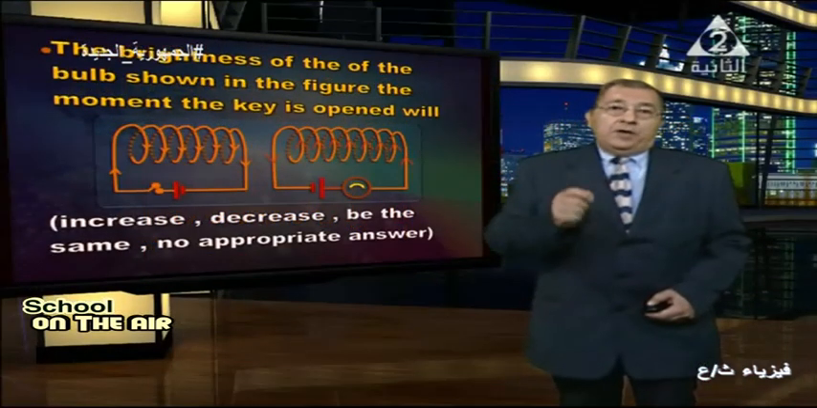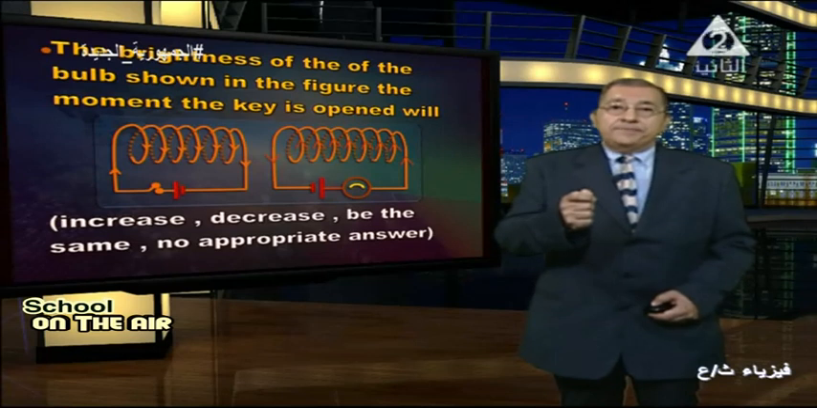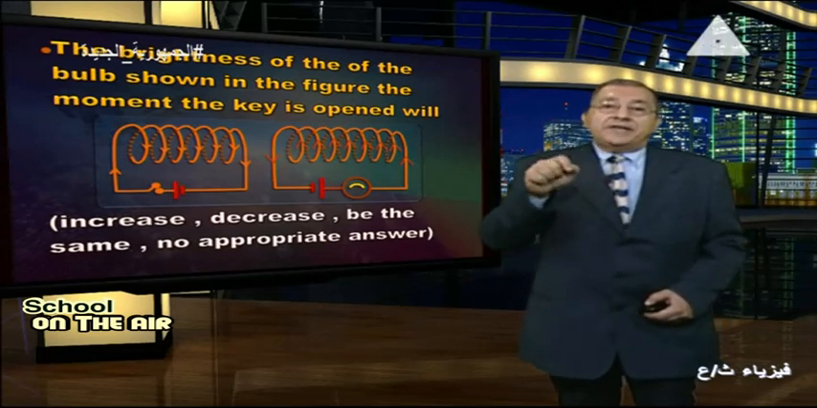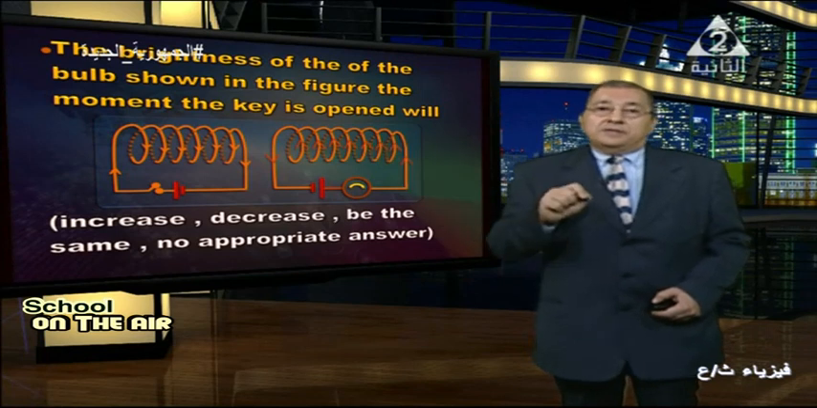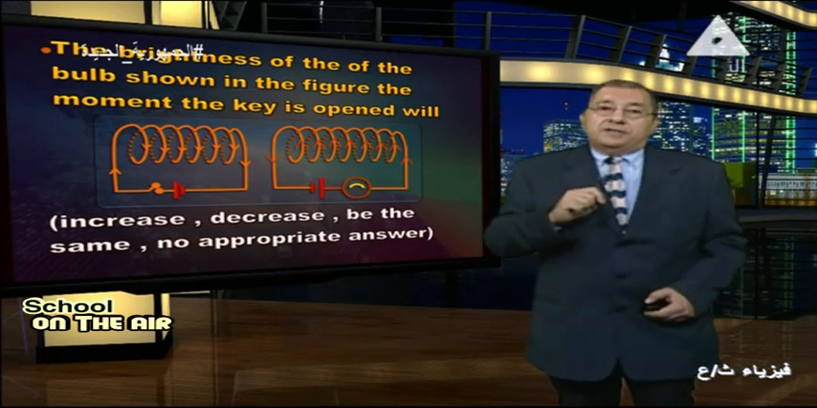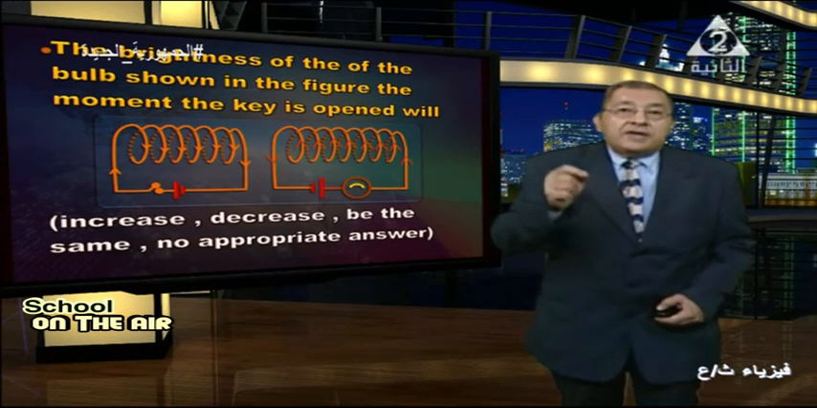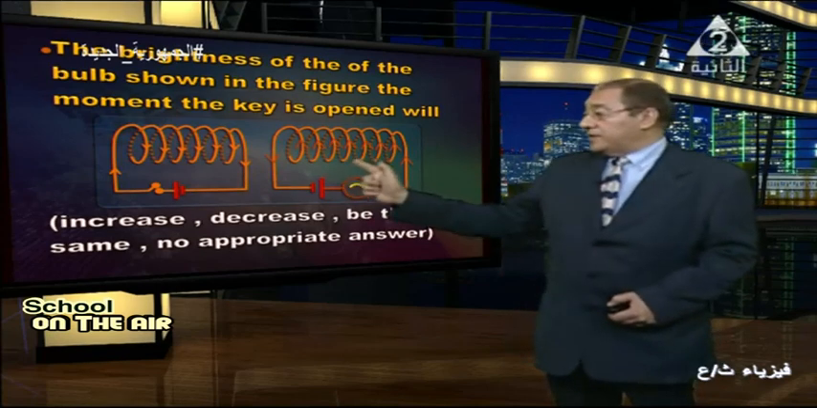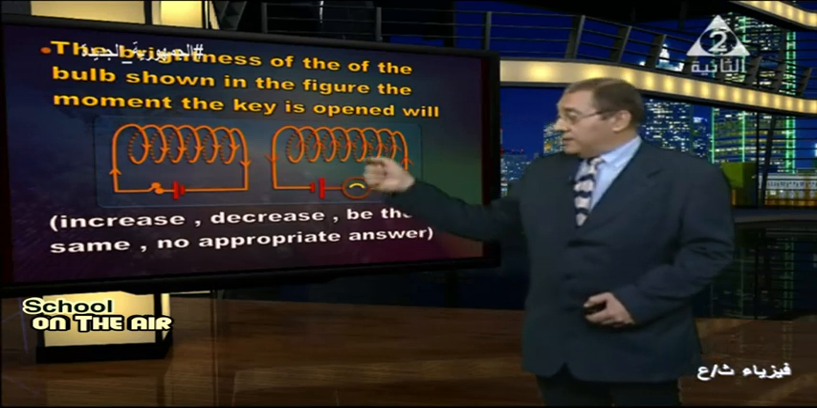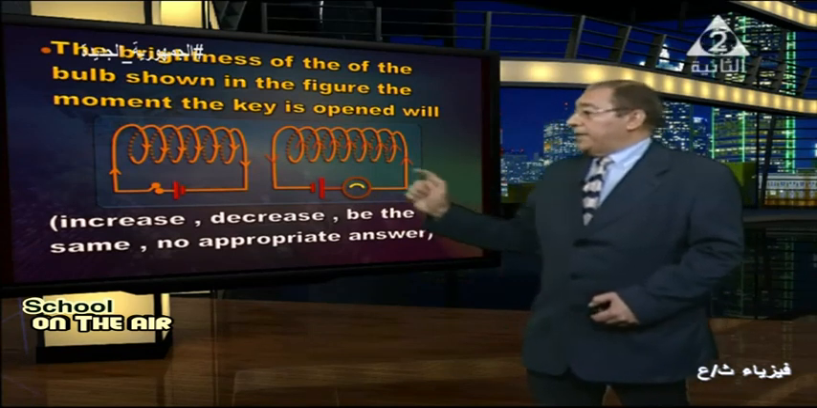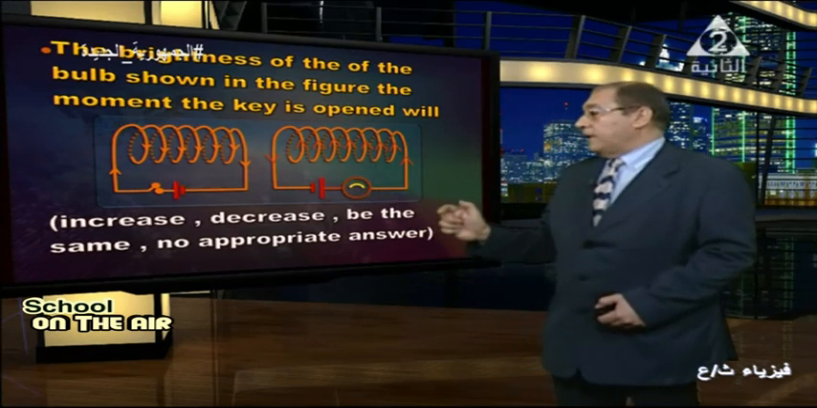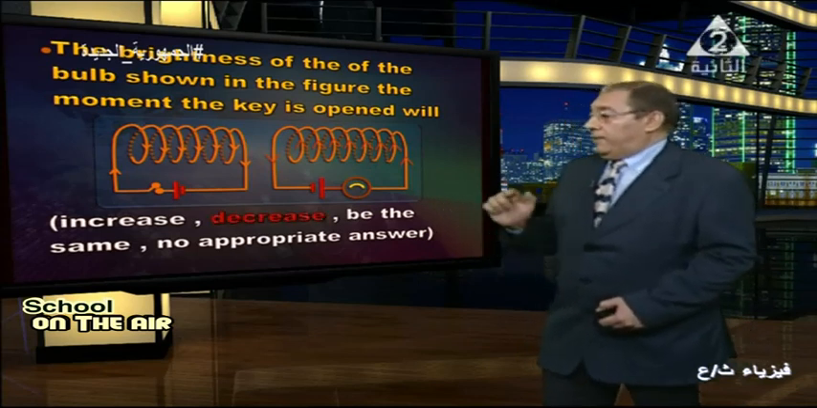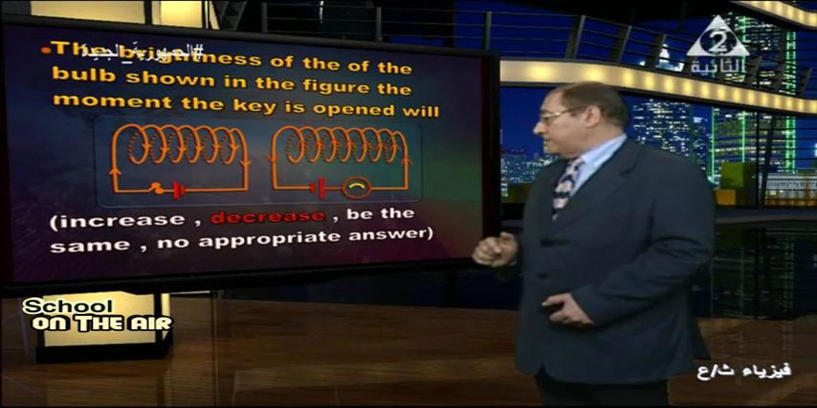Why? When opening the key, a forward induced current will be induced in the second circuit, in the secondary circuit. Forward means having the same direction as that in the first. And the first is flowing downwards. So we'll expect a current that flows downwards in an opposite direction to the current flowing to the bulb. So it decreases. Okay, these are very interesting questions.